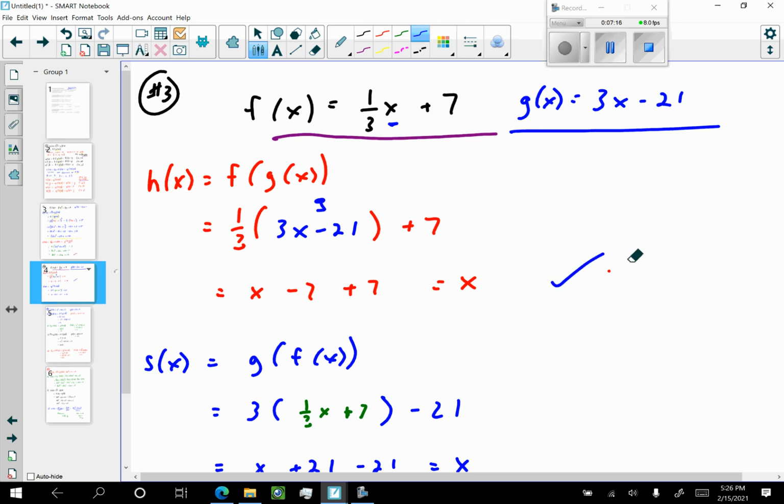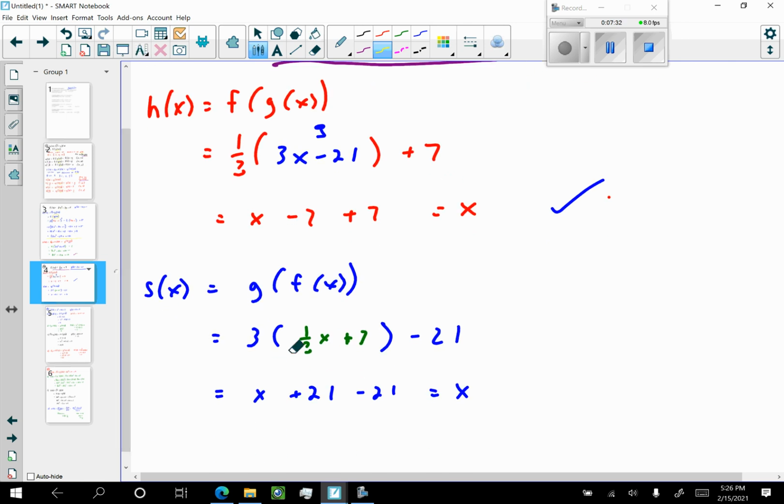And so here on the next one, I want to find s of x, g of f of x. So wherever I see x in g right here, I'm going to put f. What is f of x? 1/3 x plus 7. Do the distributive property. 3 times 1/3 is x. 3 times 7 is 21. 21 minus, ooh, I have another one.